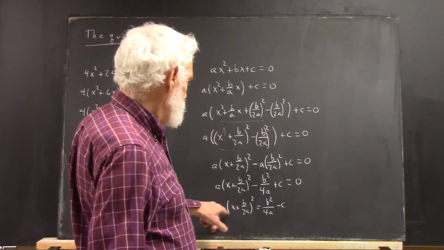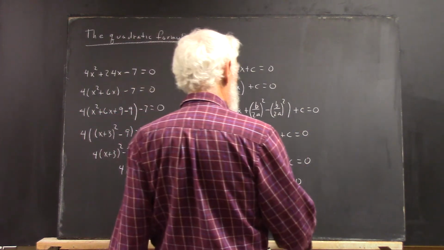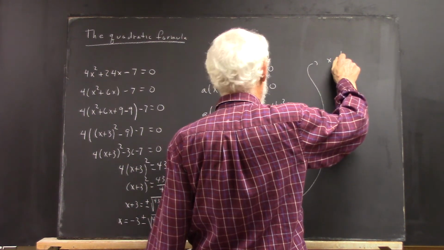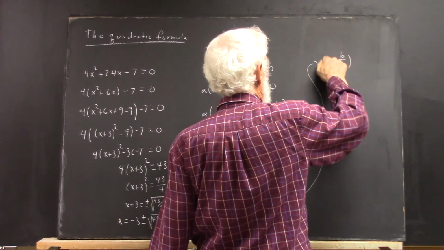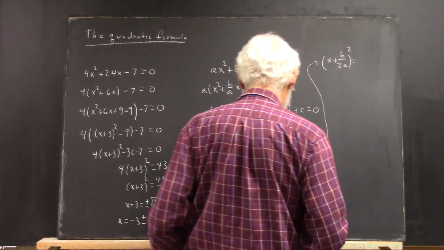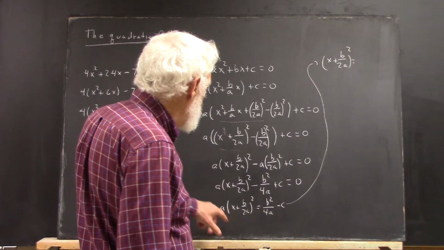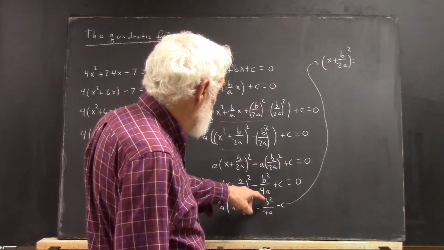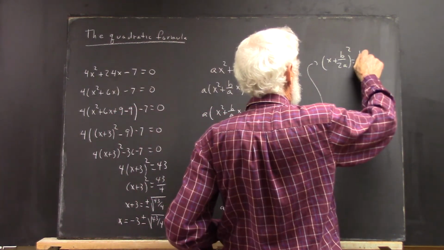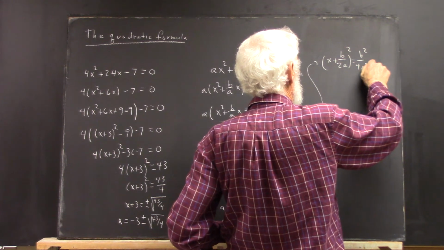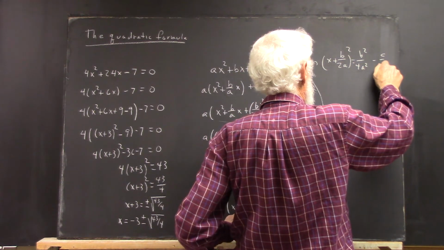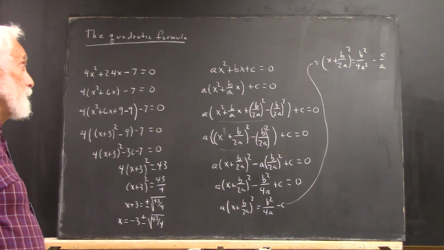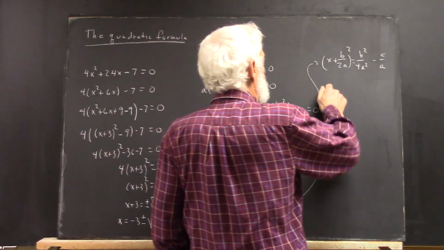Okay, so I'm going to now divide both sides by a. So I'm going to get x plus b over 2a quantity squared equals, okay, 1 over a times all of this. Everything here. Well, that's 1 over a times b squared over 4a, which is b squared over 4a squared. Then I'll have minus c over a.